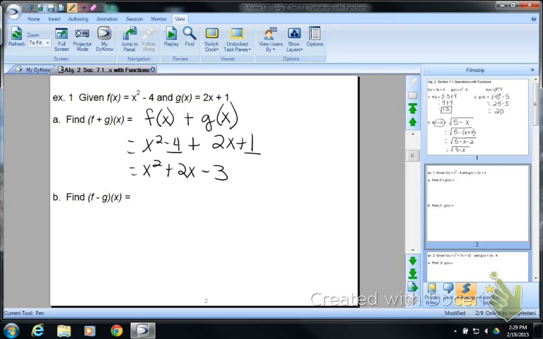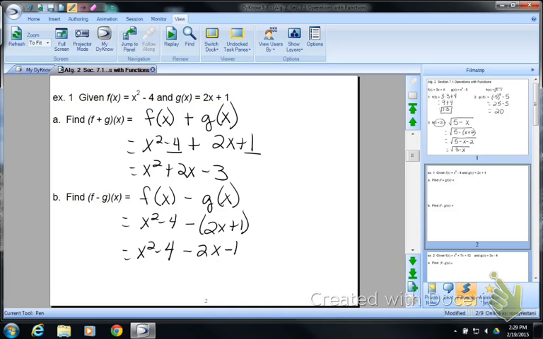So if f plus g of x means f of x plus g of x, what do you think f minus g of x means? It means f of x minus g of x. And f of x is x squared minus 4 minus g of x is 2x plus 1. But because we are subtracting that whole thing, we have to enclose that in parentheses. And then we would distribute the negative out. Combine like terms. And put it in descending order.